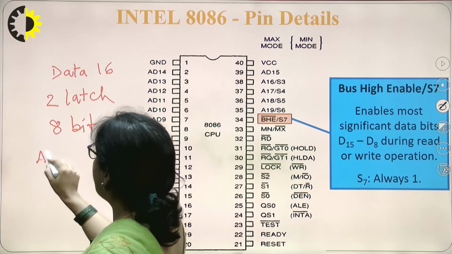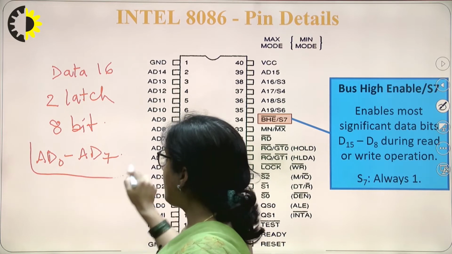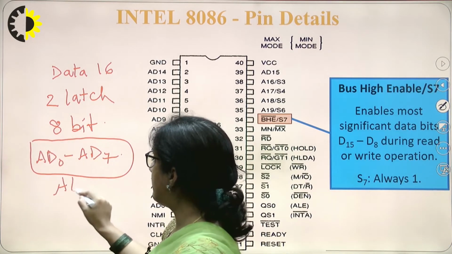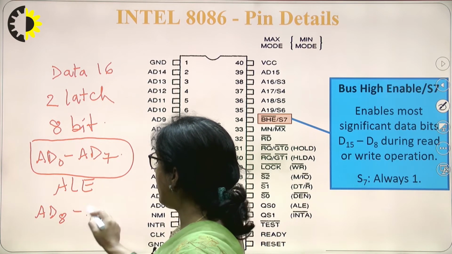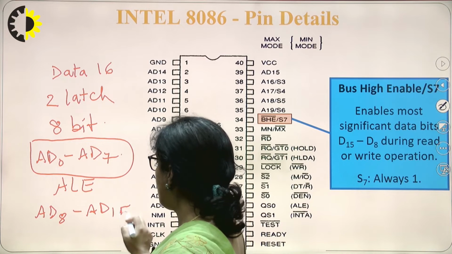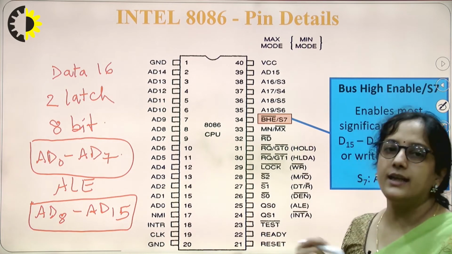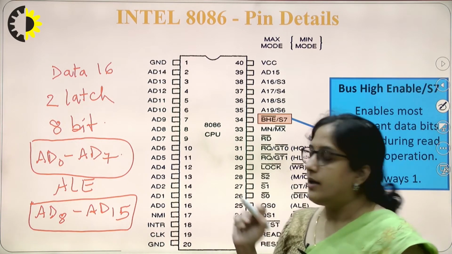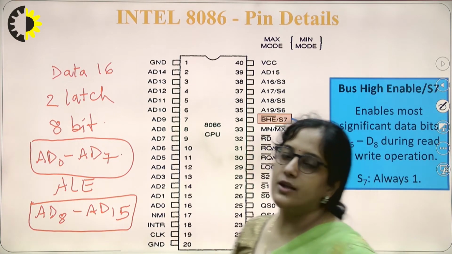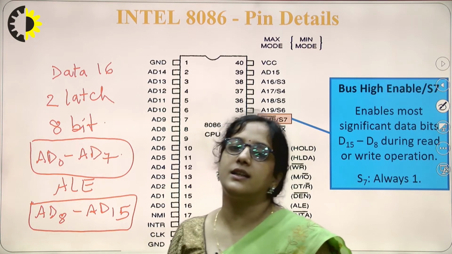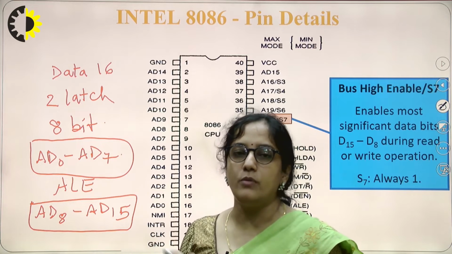So, AD0 to AD7: to demultiplex this, we use ALE, and to demultiplex AD8 to AD15, we use BHE bar, that is the bus high enable active low signal. This bar sign indicates it is an active low signal, so only when 0 is traveling on it do the latches get activated and separate the data lines from the address lines.